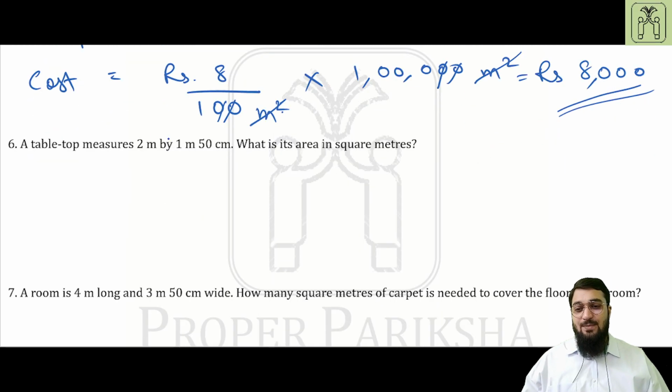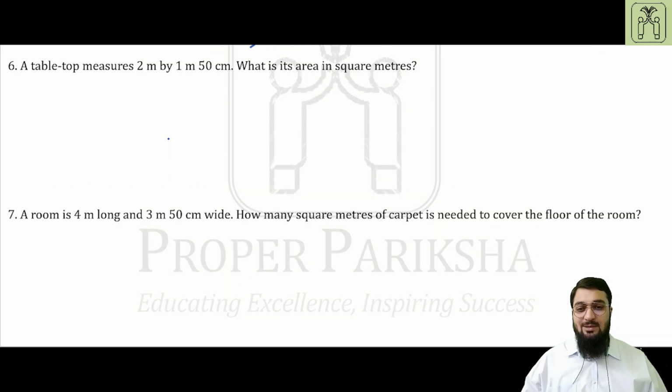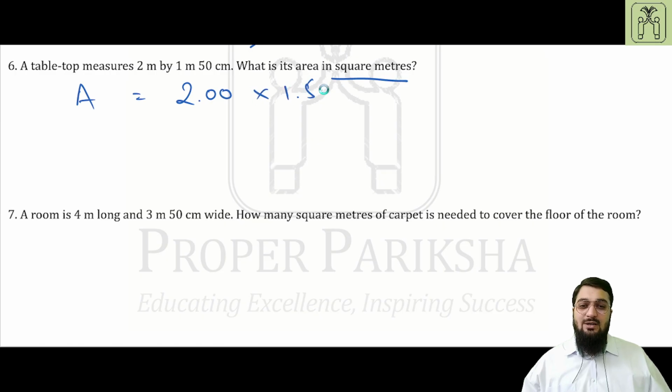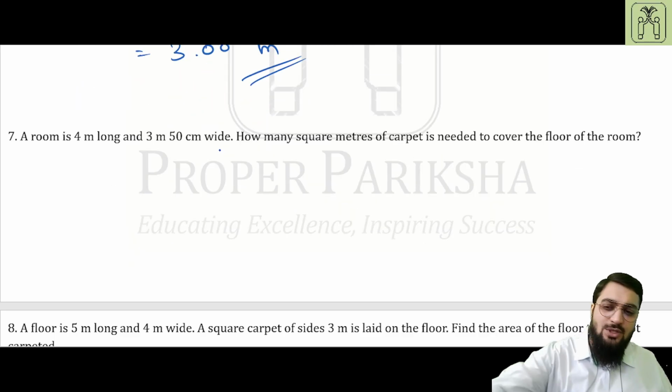Question number 6. A tabletop measures 2 meter by 1 meter 50 centimeter. What is its area in square meters? We have to find out the area in square meters. So what we'll do, area is equal to 2.00 into 1.50. So how will that be? 2 into 1.5 is 3. Therefore, the answer will be 3.00 meter square, or you can write 3 meter square, that is also acceptable. Coming to question number 7.